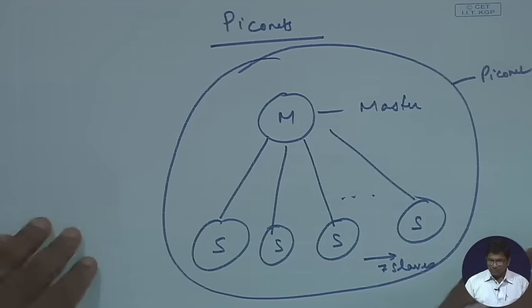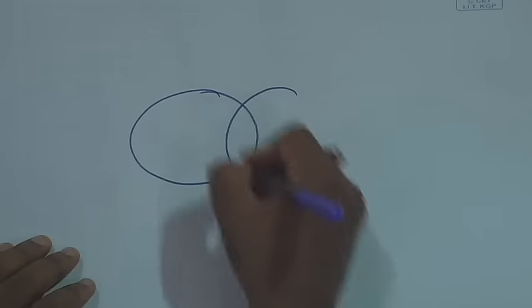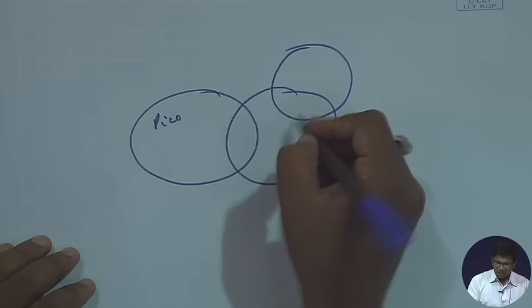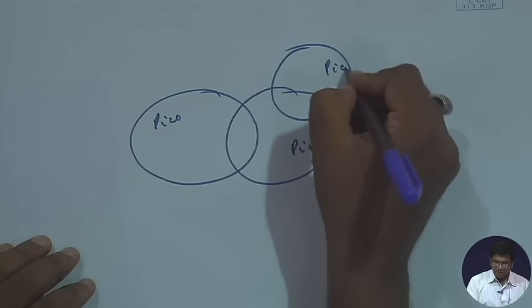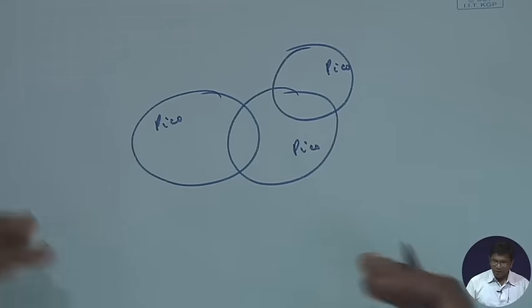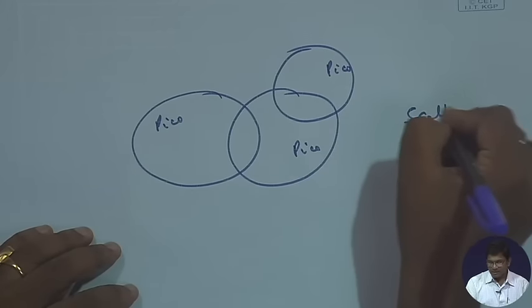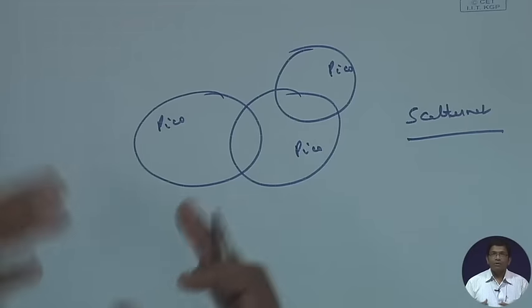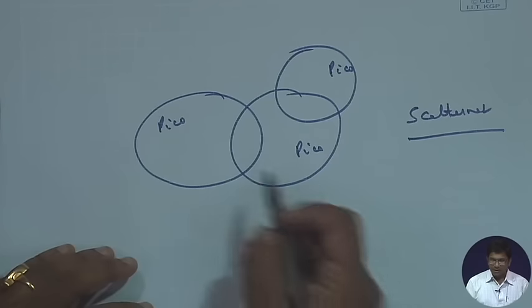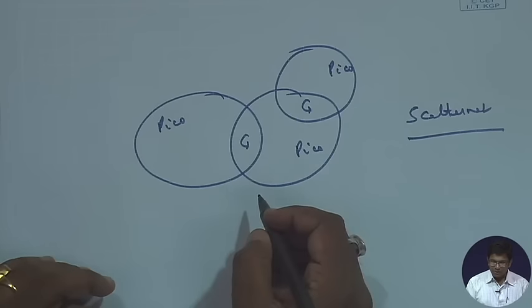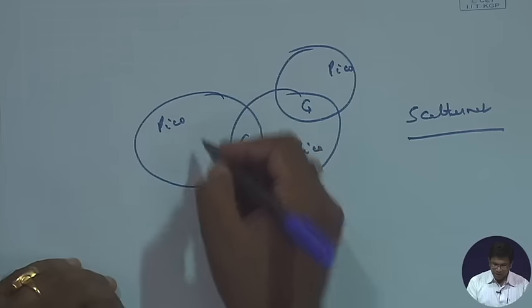Now, we have one piconet, another piconet, and another piconet. This is one piconet, this is another piconet, this is a third piconet. So, we have 3 different piconets, and all these piconets put together are known as a scatternet. This is the concept of scatternet. In a scatternet, you have several piconets working together, and these piconets talk to each other via gateway nodes.